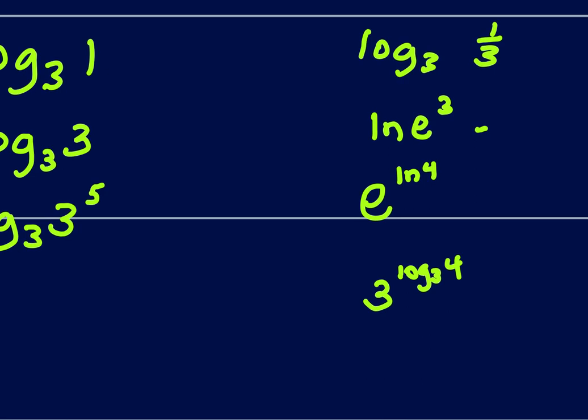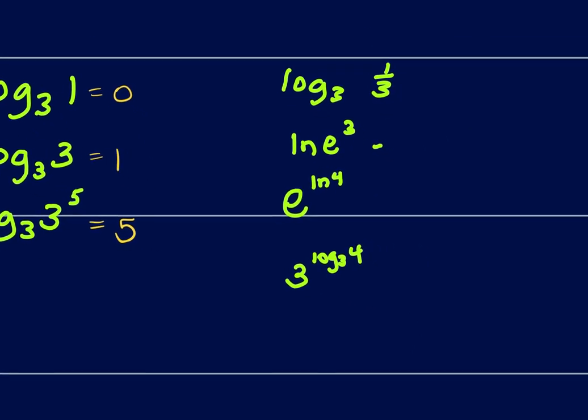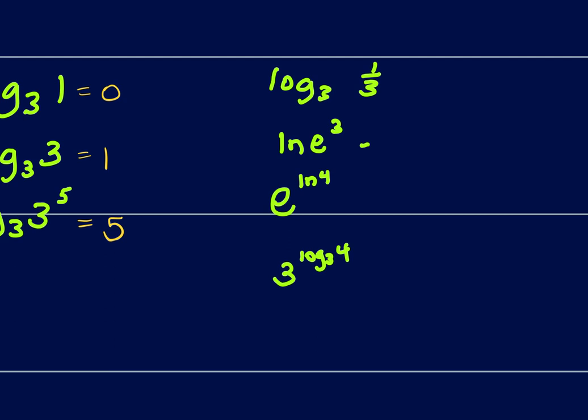What would log base 3 of 1 be? 0. Good. What is log base 3 of 3? 1. Log base 3 of 3 to the 5th? 5. Good. Log base 3 of 1/3? Negative 1. Good. ln of e to the 3rd? 3. e to the ln 4? 4. 3 to the log base 3 of 4? 4. Good.